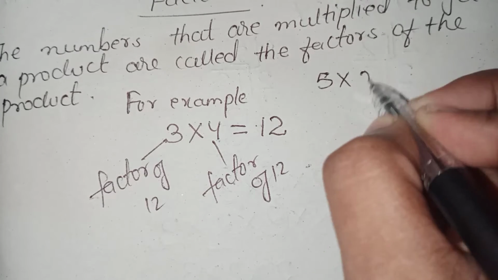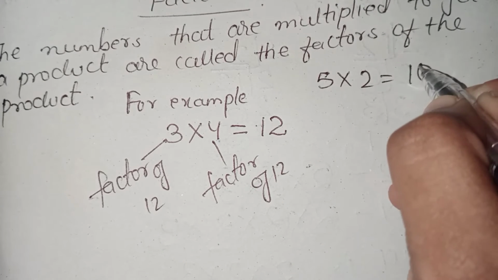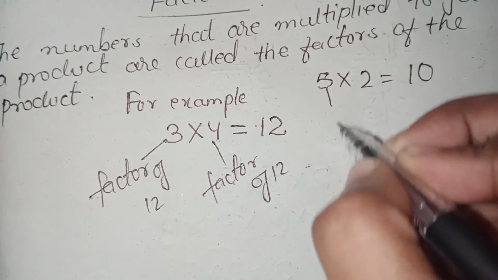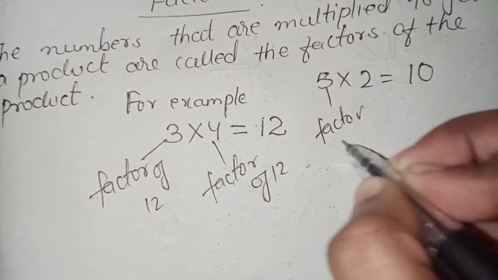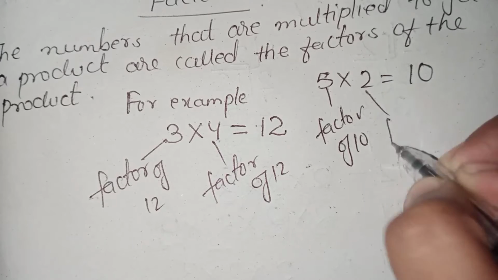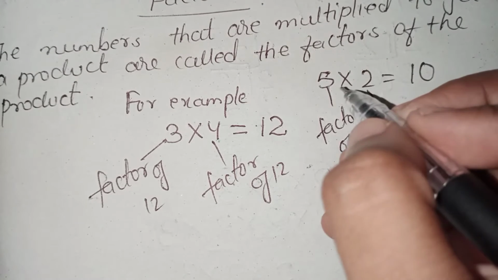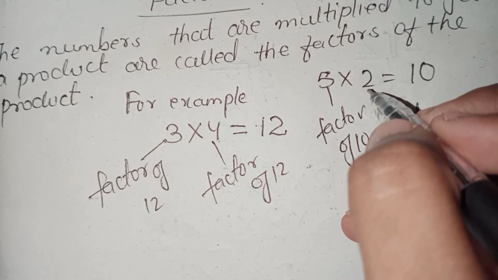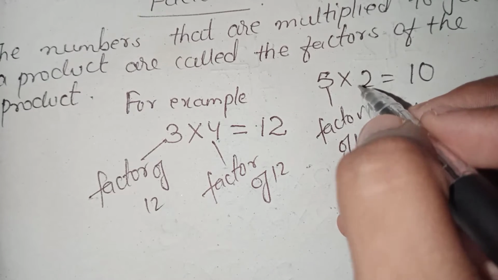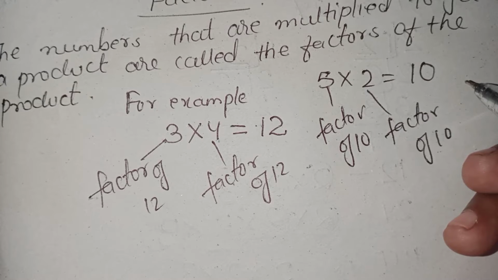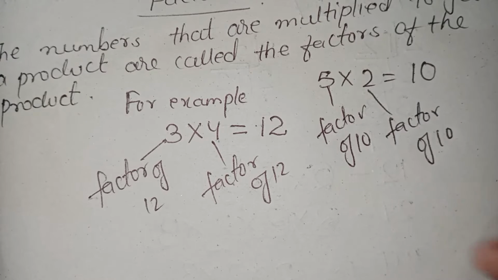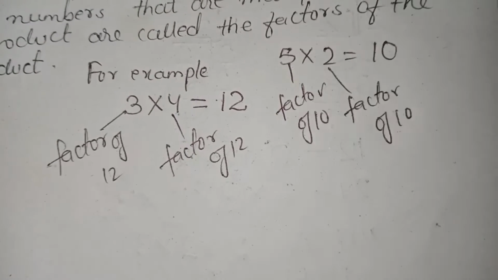5 into 2. What we get? 10. Okay, that means 5 is the factor of 10. 2 is also the factor of 10. This means that 10 comes in the 5 table also, 10 comes in the 2 table also. 2 fives are 10 and 5 twos are 10. Okay. So I hope you have understood about the factors.